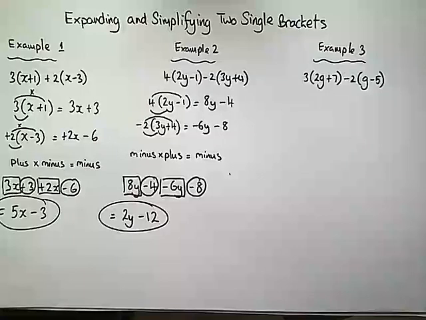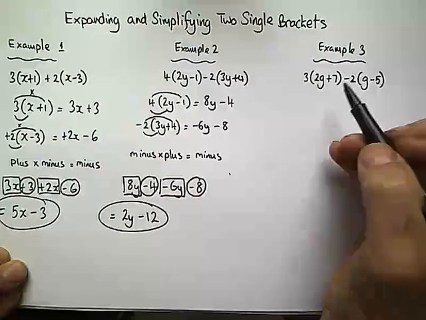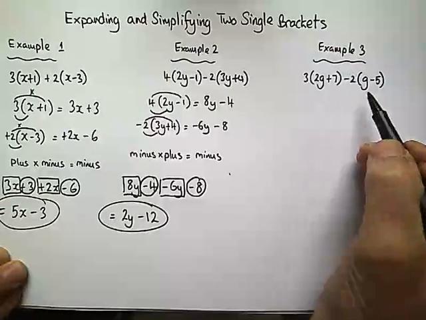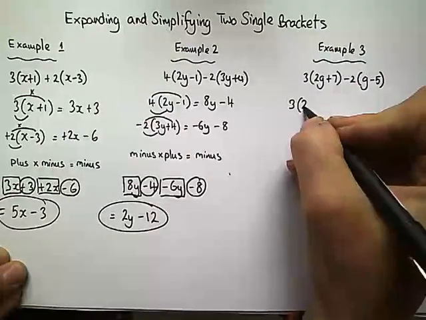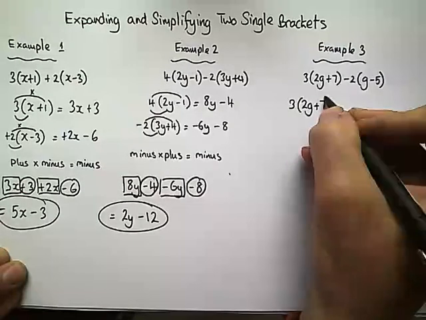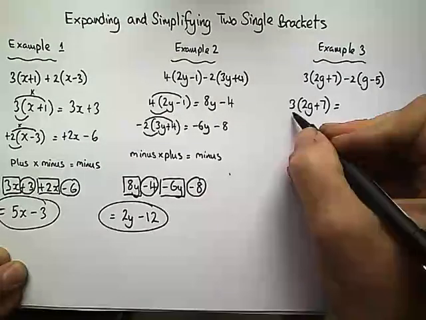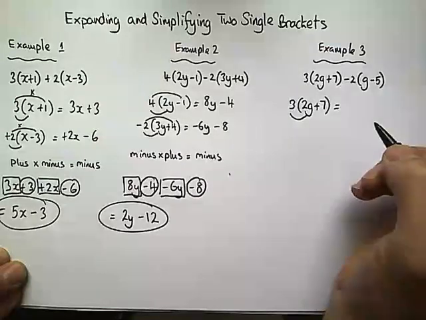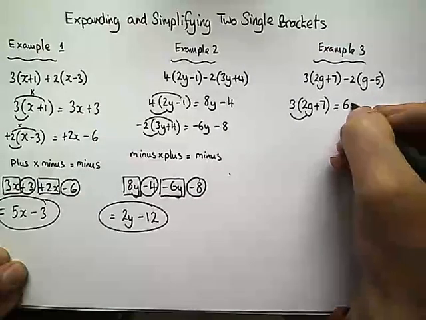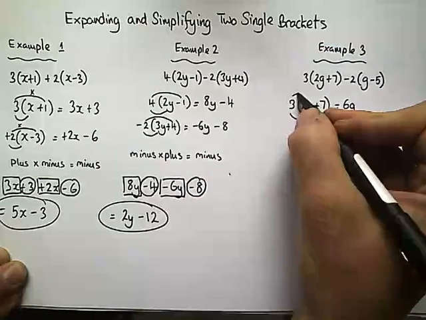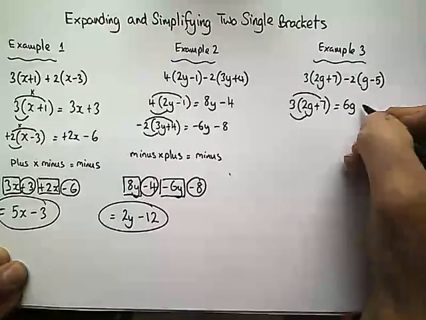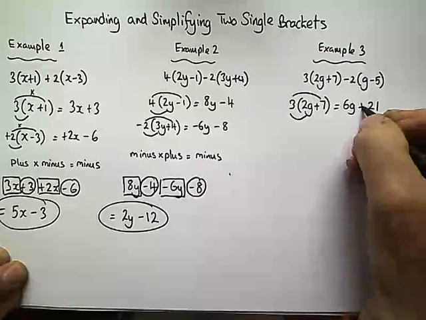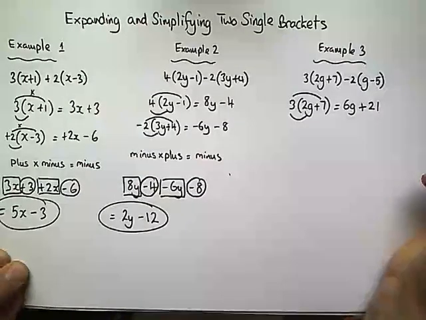2y minus 12. Right, third and final example. So again, I'm going to start by expanding each individual bracket. So we've got 3 lots of 2g plus 7. 3 times 2g should get us 6g. And 3 times 7 is 21. So we've got 6g plus 21.